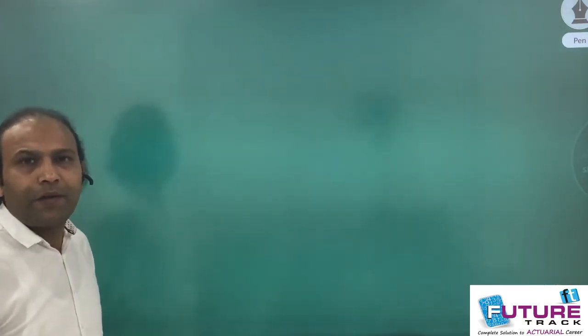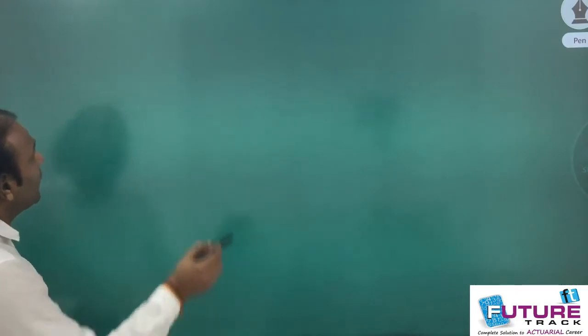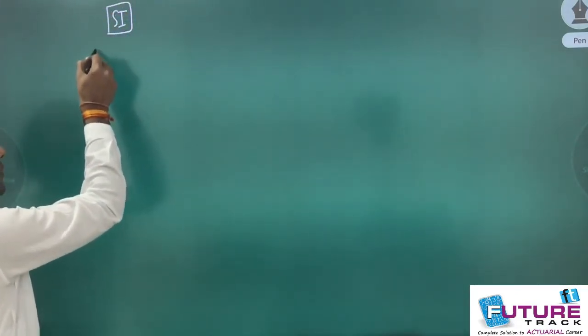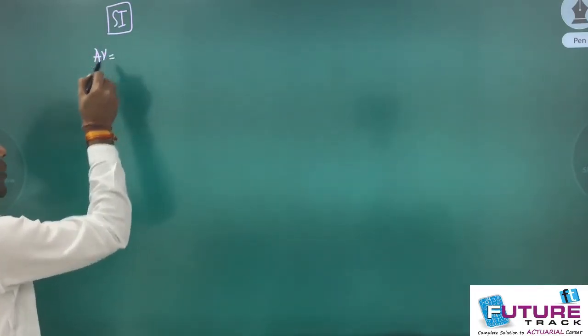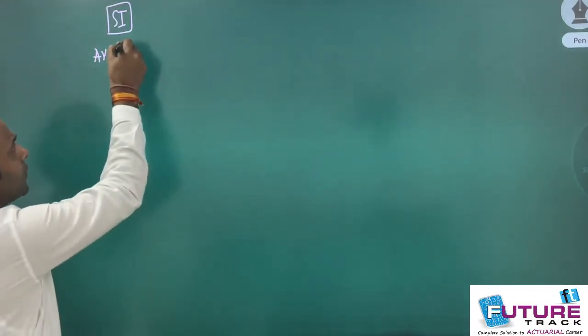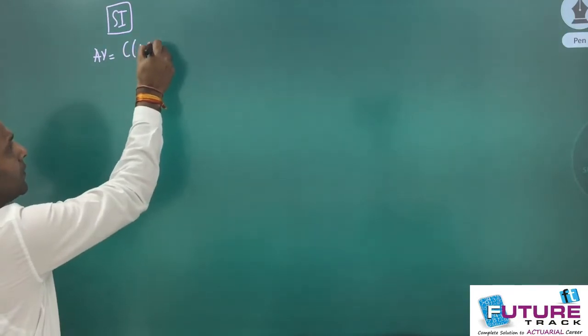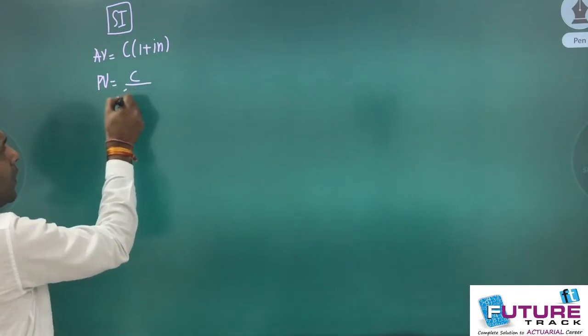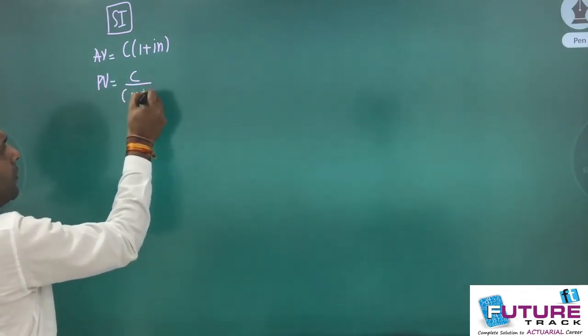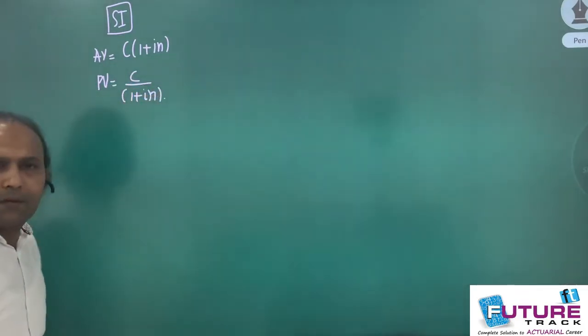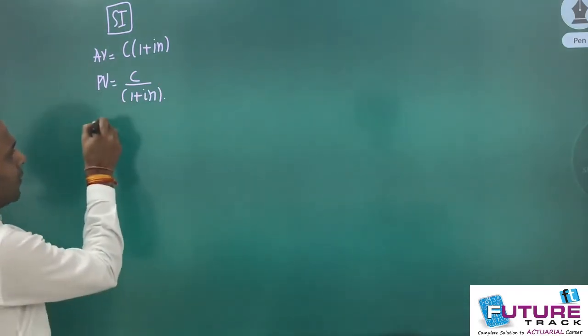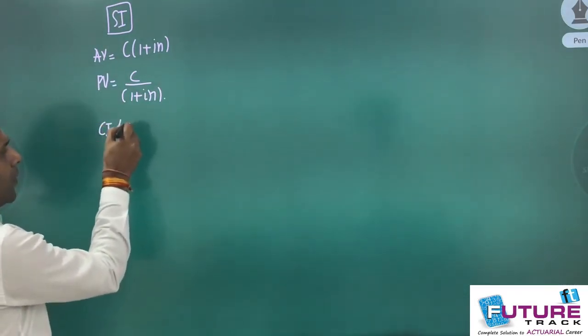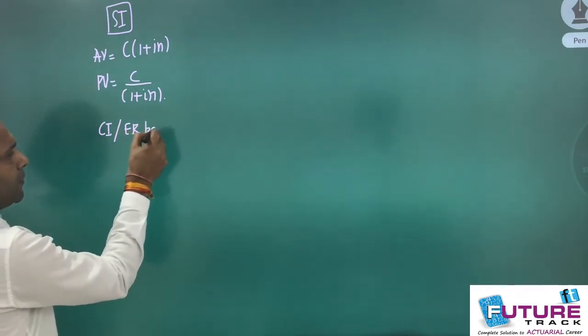Hello class. So let's revise first what we have done in the last class. In the last class we studied simple interest, and under simple interest we calculated the accumulated value, which is C(1 + in), and we calculated the present value also, C divided by (1 + in), right? Then we have seen compound interest or effective rate of interest per annum.